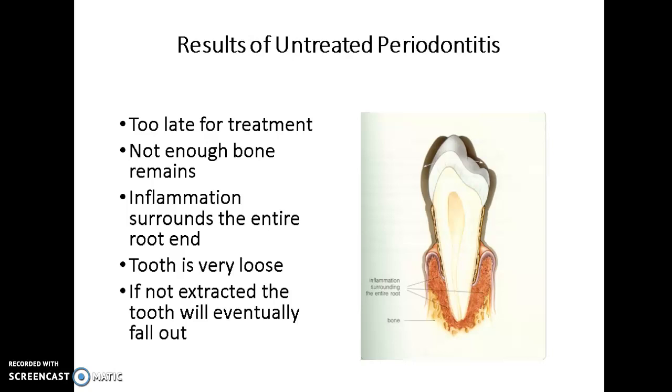Inflammation surrounds the entire end of the root. The tooth is incredibly loose. If it's not extracted, the tooth will eventually fall out on its own, and it's rather pain-free for the patient. Sometimes they'll say, oh, thank God I lost that tooth, because it was so loose and it gets kind of mixed up when they're chewing, and it's just a very painful, uncomfortable situation.